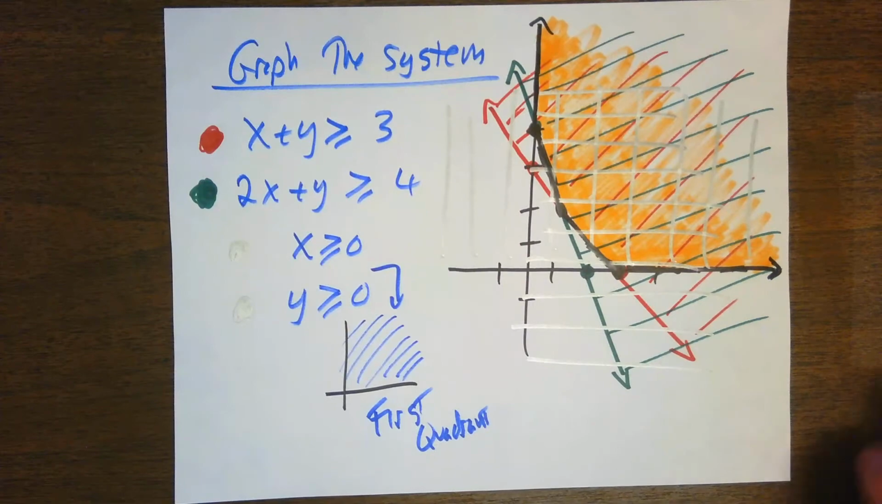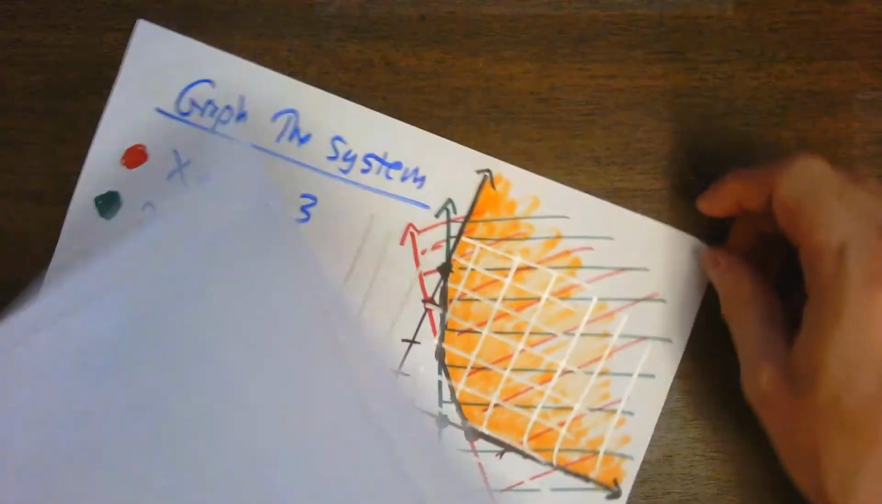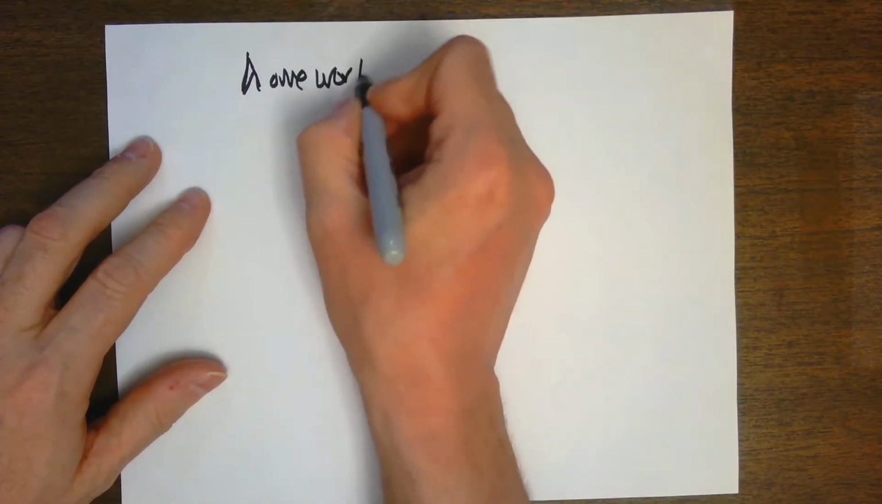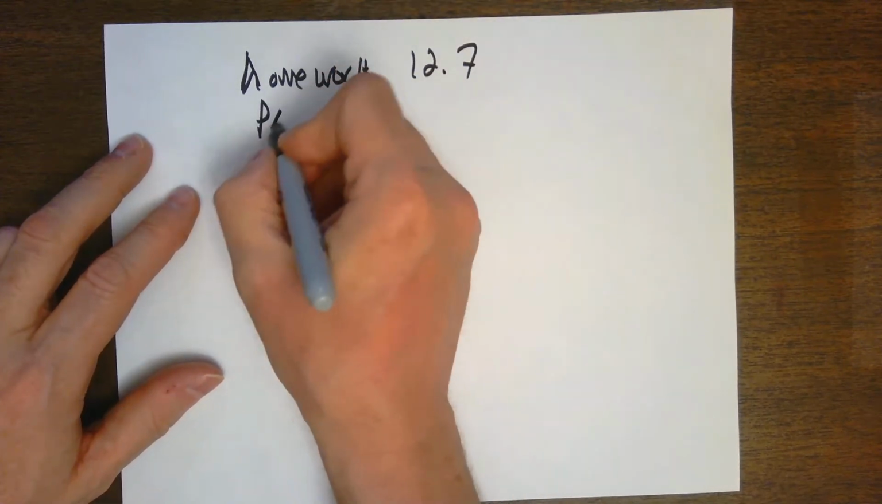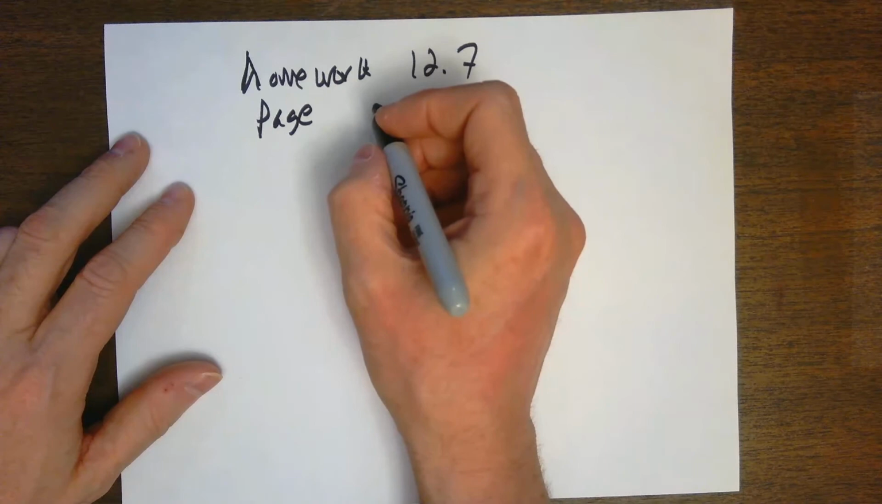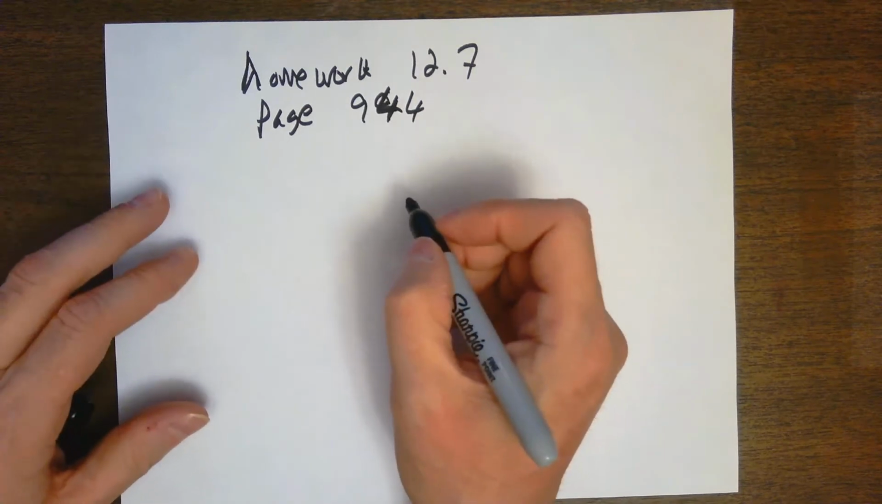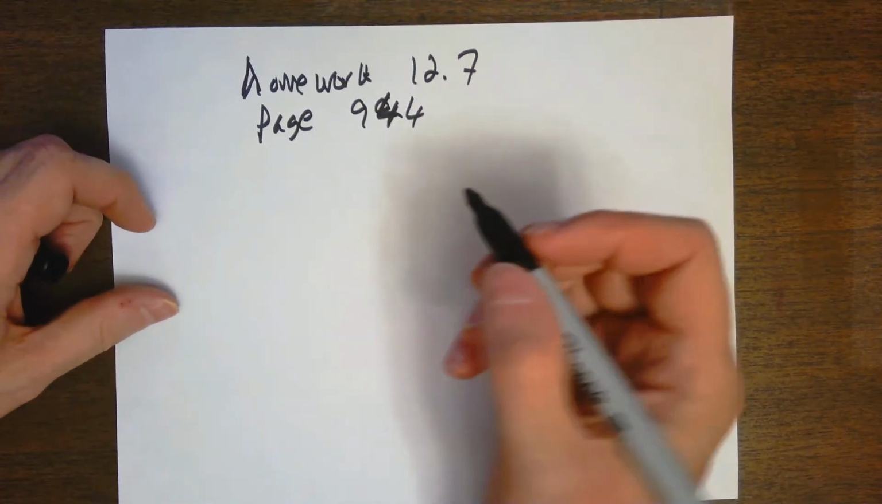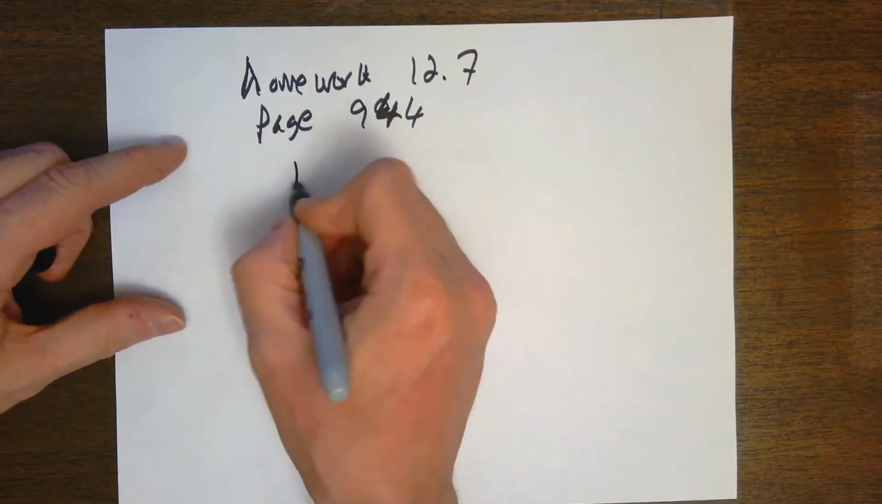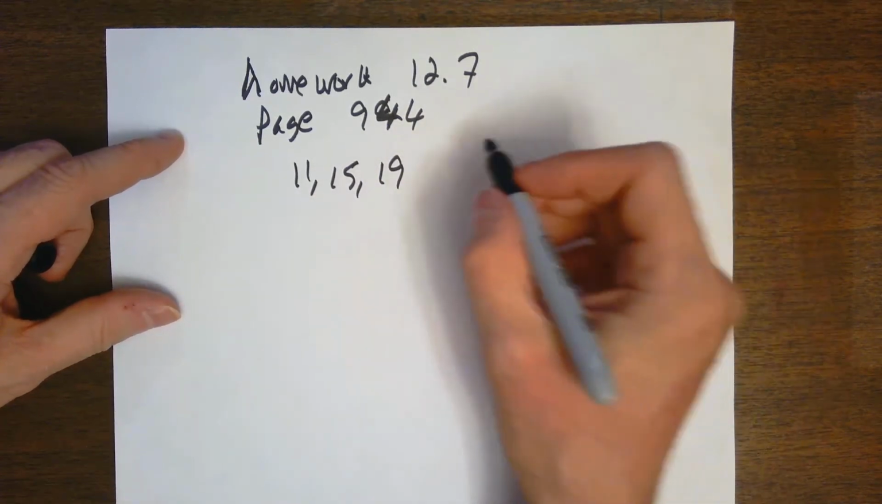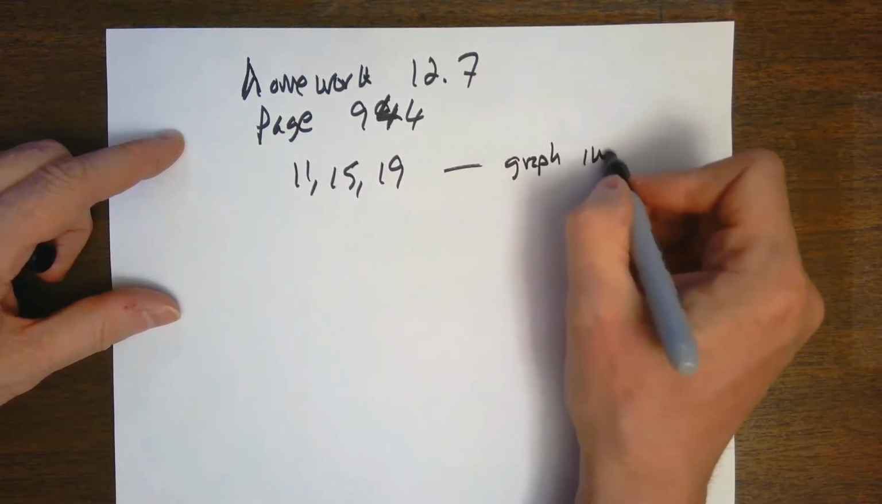All right, so in the homework, you're going to see the homework is going to be in 4 different sections, 4 different skills. So I want you to go ahead and do assignment 12.7. It starts on page 944, but all the problems that we want to do are on page 945. You're going to do 11, 15, and 19. And these will just all be graphing an inequality.